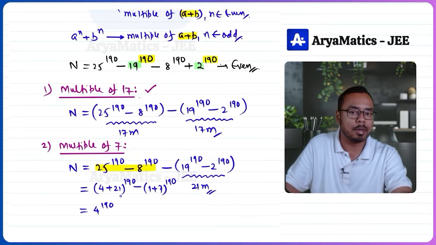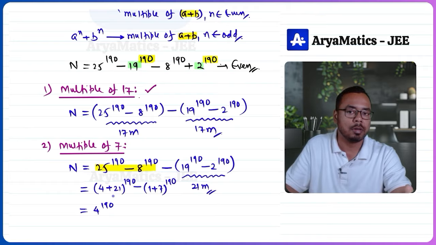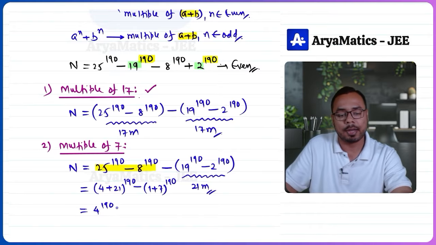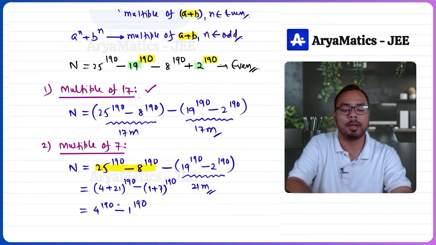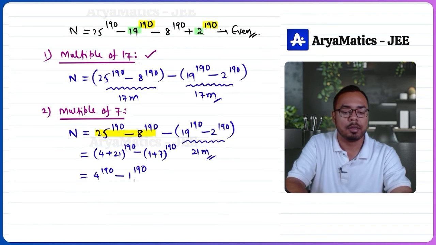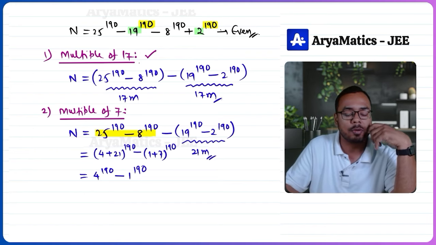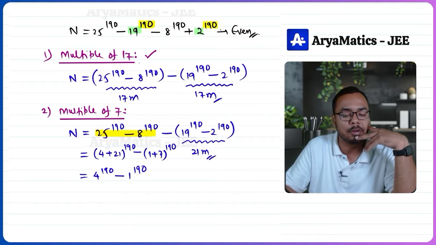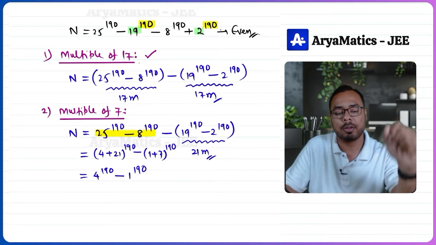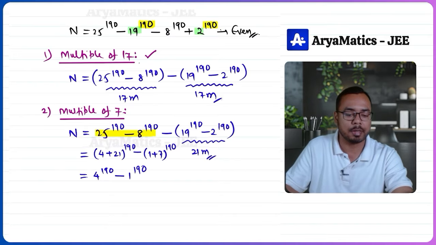All the remaining numbers, they will be multiple of 7. So you can again neglect that one, and then minus 1 raised to 190, right? This we can write in this form. And now we have to see which power of 2, which exponent of 2 is multiple of 7 plus 1 or minus 1.